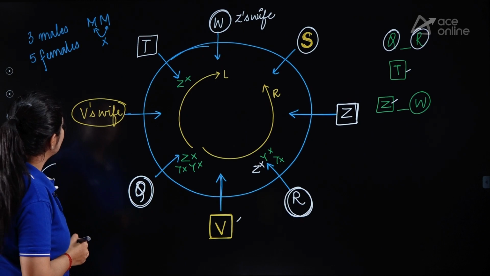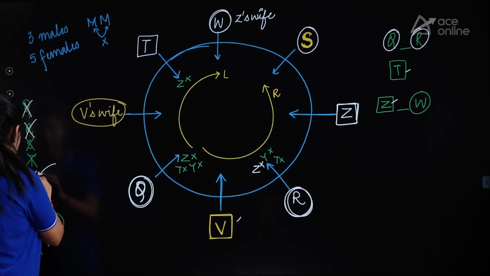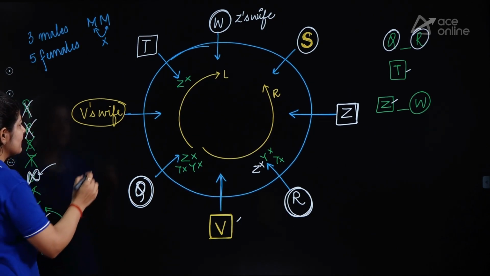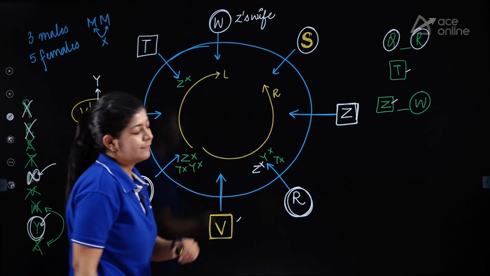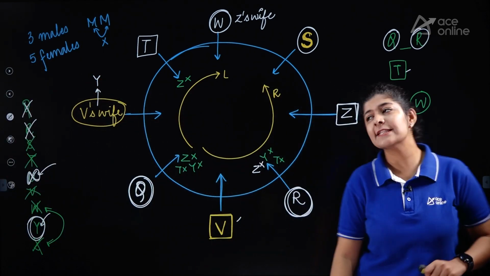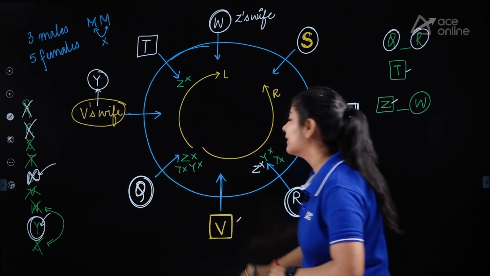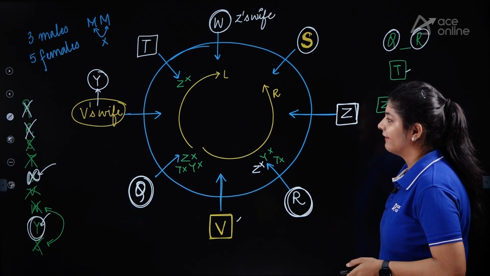So we are left with, do we have U? No, we don't have U. So the only person that we have is Y. So basically V's wife is Y. Y is a female and is V's wife. So basically this is the complete arrangement that we have.